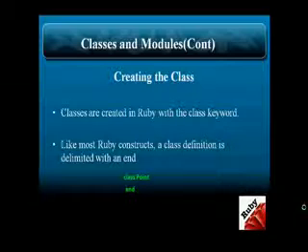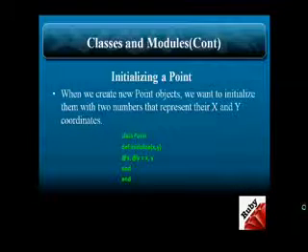Initializing a point. When we create new point objects, we want to initialize them with two numbers that represent their x and y coordinates. In many object-oriented languages, this is done with a constructor. In Ruby, it is done with the initialize method. This is only 3 new lines of code, but there are a couple of important things to point out. When def is used like this with an unqualified method name inside of a class definition, it defines an instance method for the class. An instance method is a method that is invoked on an instance of a class.